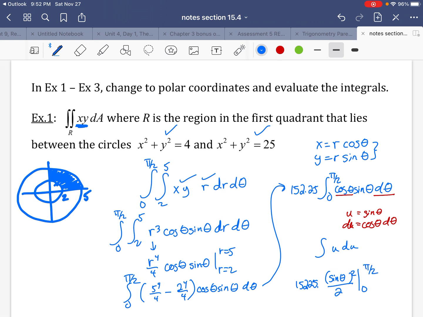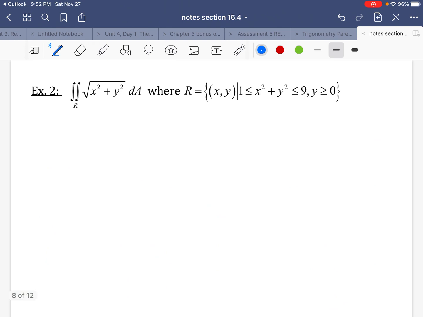All right, so at pi over 2, the sine is 1. So I'm basically going to get 1/2 times 152.25, minus, when sine of 0 is 0. All right, so my answer is going to be this 152.25 times 1/2. So that is 76.125.